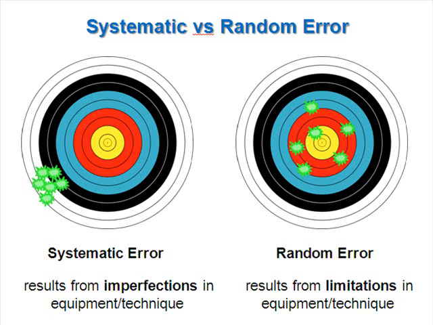And you'll notice on the left that the targeting or the shooting to get to that target is very nicely clustered. So those measurements would be considered very close to each other. The problem is that all of them are off the mark. All of them miss the distance. So these are referred to as systematic errors, and the result is an imperfection in the equipment technique.